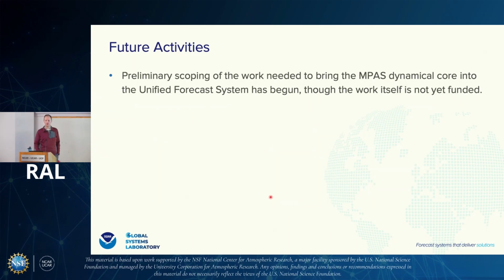Preliminary scoping of the work that's needed to bring the MPAS dynamical core into the Unified Forecast System, or UFS, has begun, though the work itself is not yet funded. NOAA has just released an internal Joint Technology Transfer Initiative funding opportunity, of which one of the 9 funding opportunities is work to bring the MPAS dynamical core into the UFS. So there are groups at GSL, NSSL, and EMC, the Environmental Modeling Center in the DC area, that are looking to put together a proposal to advance that work a little bit further along.